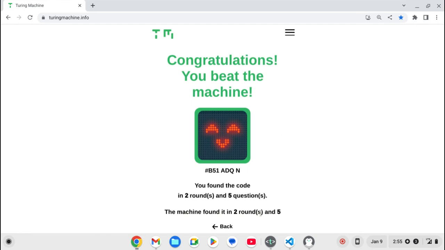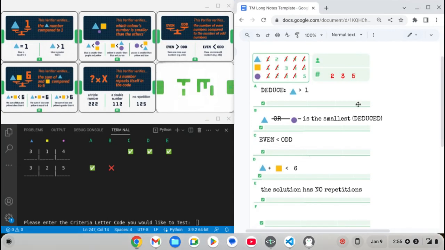Wow, we tied it. Look at that. I'm a little surprised that the Turing machine took only 5. I'm not sure why I'm saying that, but yeah, that's how I feel. But we tied, which is still a win.